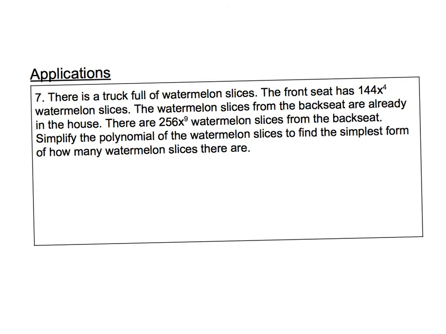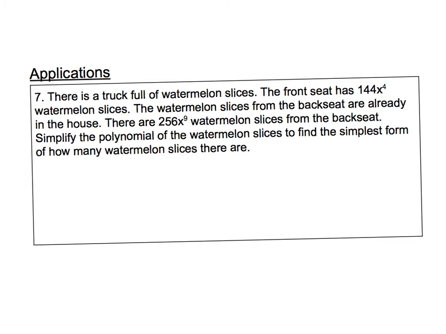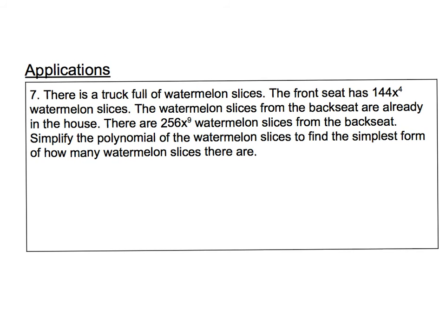Moving on to the last problem, applications. The problem states, there is a truck full of watermelon slices. The front seat has 144x to the 4th watermelon slices. The watermelon slices from the back seat are already in the house. There are 256x to the 9th watermelon slices from the back seat. Simplify the polynomial of the watermelon slices to find the simplest form of how many watermelon slices there are.